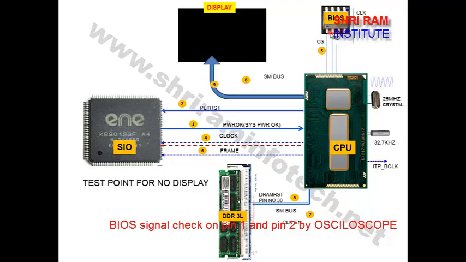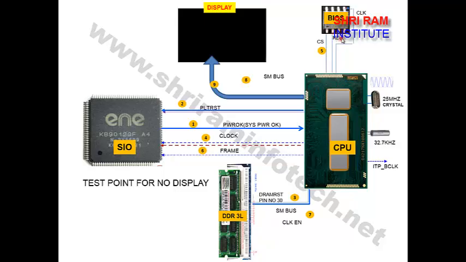BIOS pin number 1 is the chip select, pin number 2 is the read, pin number 4 is the ground, pin number 8 is the power. It's like that. So these pins are more important. Of course all 8 pins have different functions, but for us 2-3 pins are more important for checking the signal.